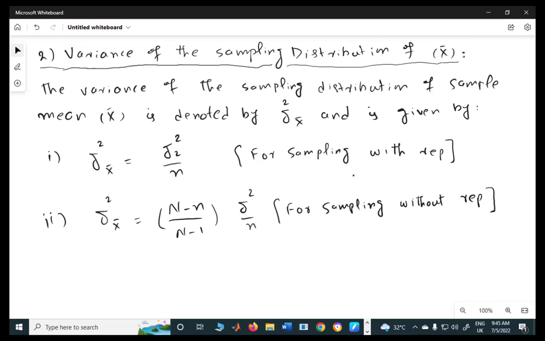And for sampling without replacement, sigma square x bar is equal to (N minus n divided by capital N minus 1) into sigma square divided by n. The only difference between the two is this factor, which is called the finite population correction factor. It is included in case of sampling without replacement, and it can also be ignored if n divided by N into 100 is less than 5, then ignore (N minus n) divided by (N minus 1).